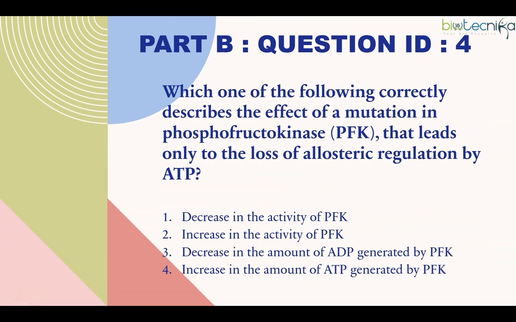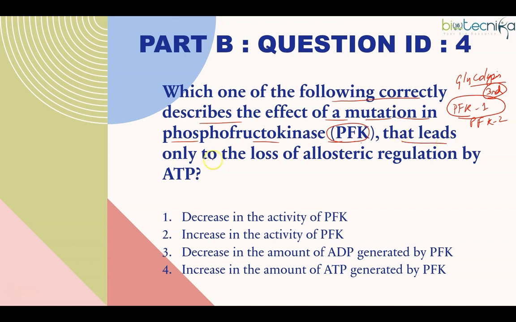Next question, question ID 4. Which one of the following correctly describes the effect of mutation in phosphofructokinase, PFK? PFK is of two types, PFK1 and PFK2. PFK1 is the enzyme involved in glycolysis. It's one of the key enzymes in the third step of glycolysis. That regulation they have asked. Again, a question from metabolism of carbohydrates.